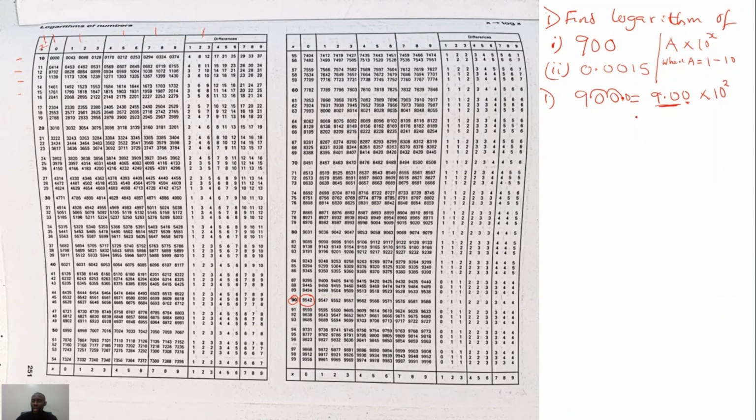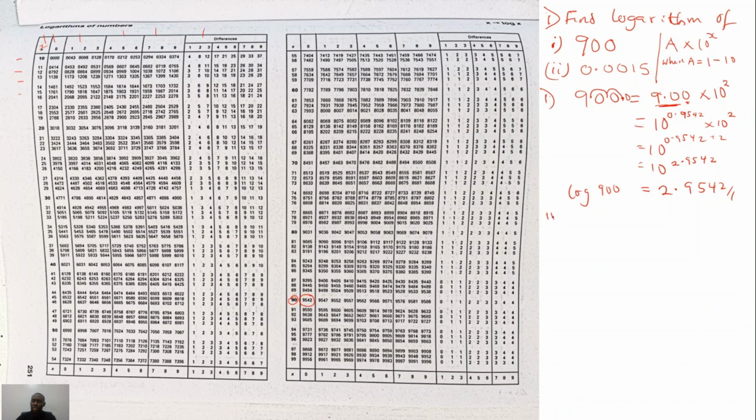Now, how do you express the logarithm? You express it as 10 raised to power 0.9542 times 10 raised to power 2. From the rules of indices, this will be equal to 10 raised to power 0.9542 plus 2, which is 10 raised to power 2.9542. So log 900 will be equal to 2.9542. This is the logarithm of 900.